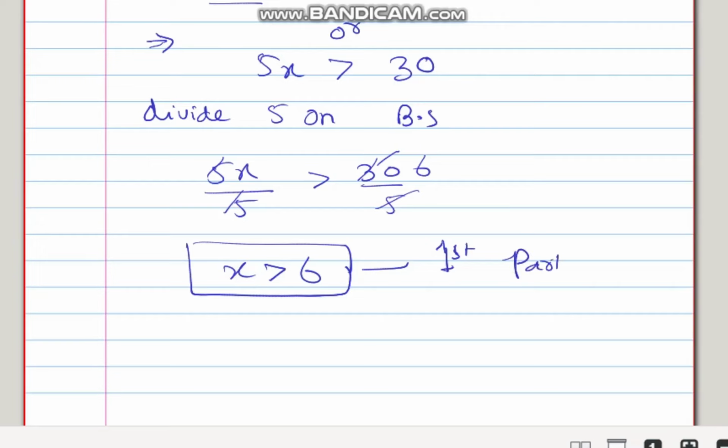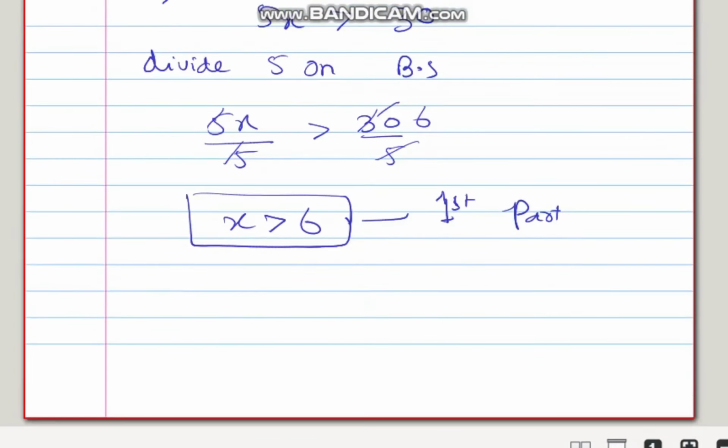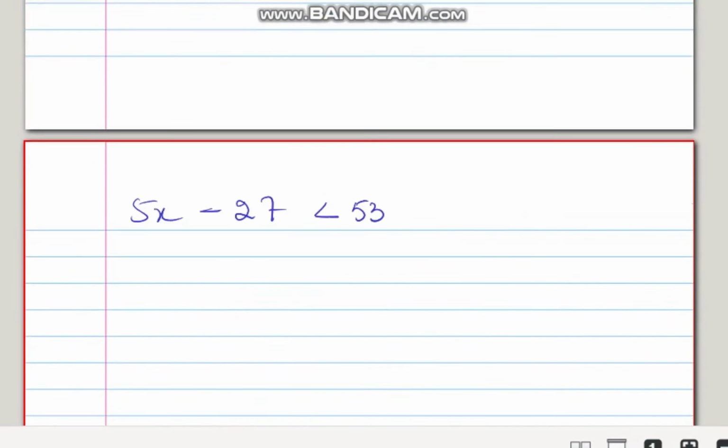Now let me solve for the second part. 5x minus 27 less than 53. I am solving the second one: 5x minus 27 less than 53. Now, how can we do this? Please, it's a very easy question again. I am writing here the implies sign.